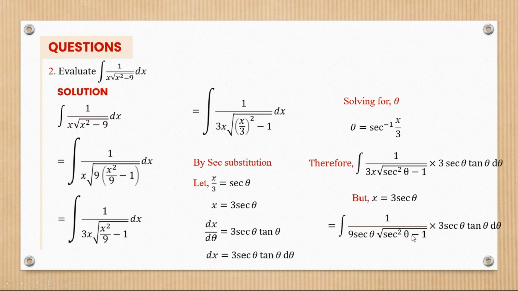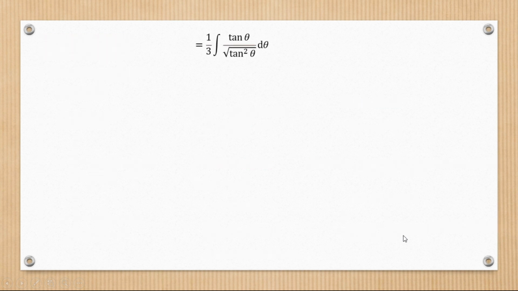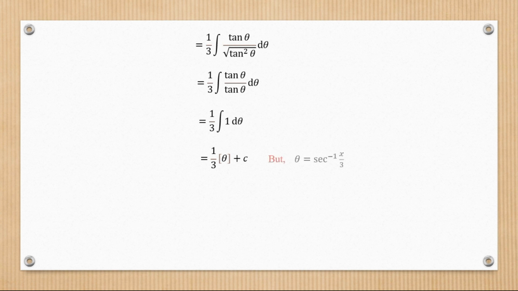But remember, sec squared theta minus 1 is also equal to tan squared theta, so the root of that is actually tan theta. So now what I will have is a third into tan theta over the root of tan squared theta, which is actually a third into tan theta over tan theta, which is a third into the integral of 1 d theta, which is actually theta plus c. But remember, theta is sec inverse of x over 3, so that means I will have a third sec inverse of x over 3 plus c as our answer.